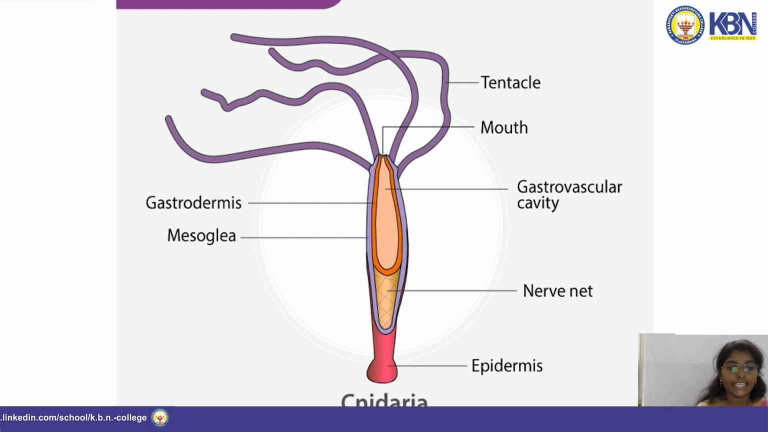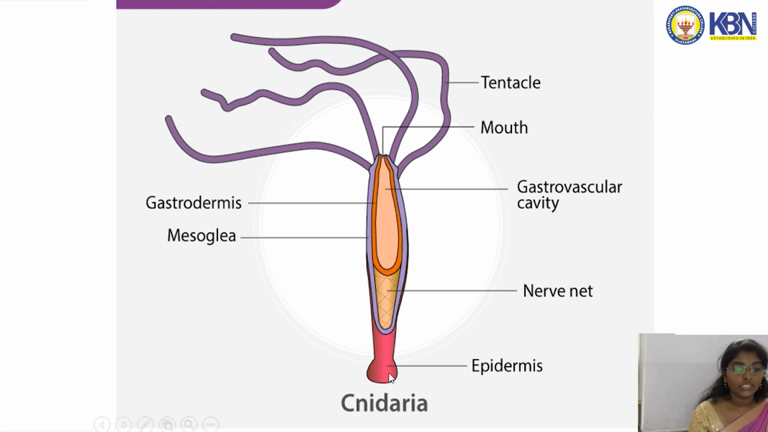And let us see this Cnidaria. The bottom part of the star-like part is called the epidermis, and this external light violet colored layer is called the mesoglea, which is present between the external layer and the internal layer. This orange colored layer is called the gastrodermis, and the middle part is called the gastrovascular cavity, which helps in digestion.